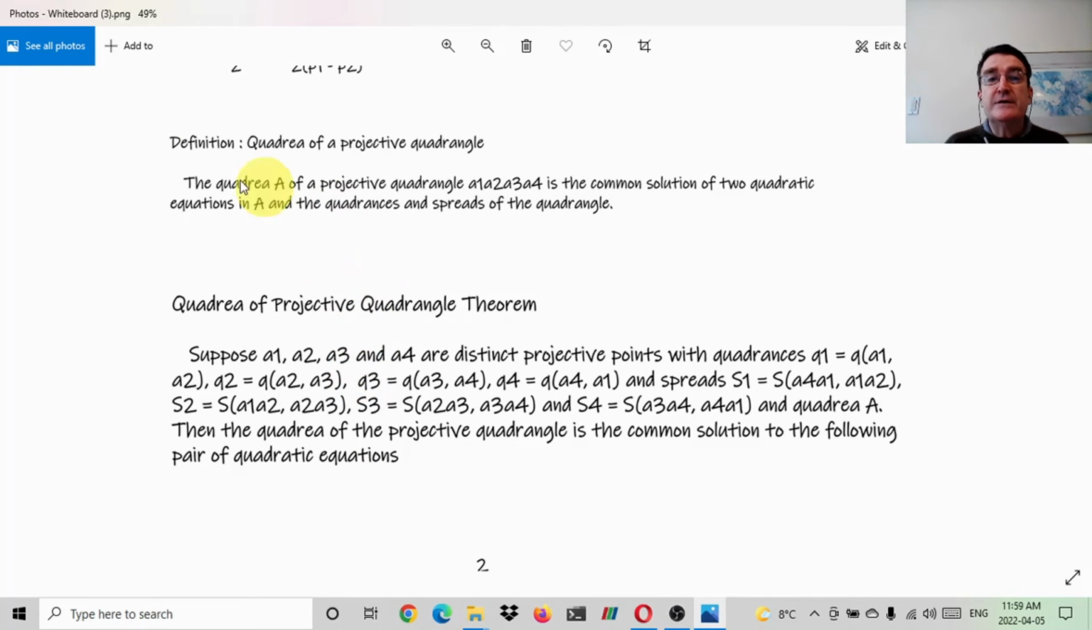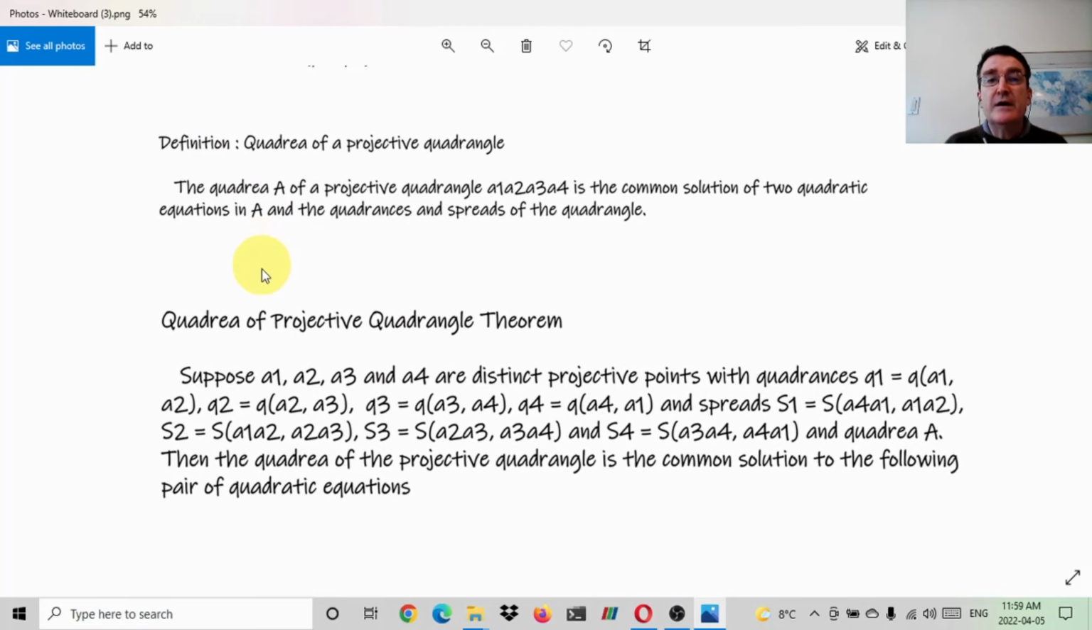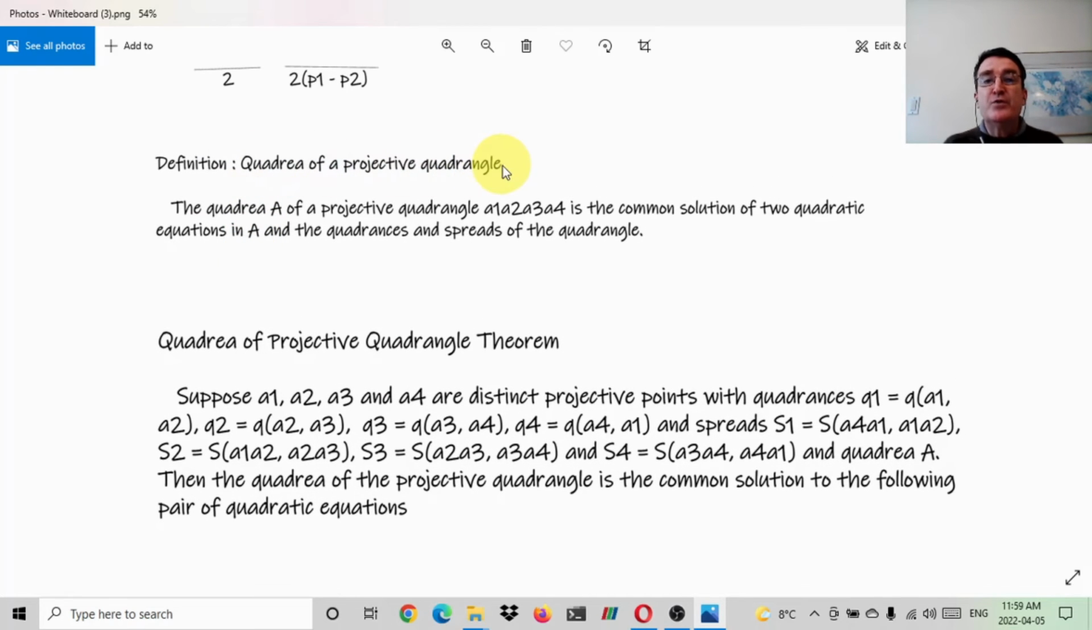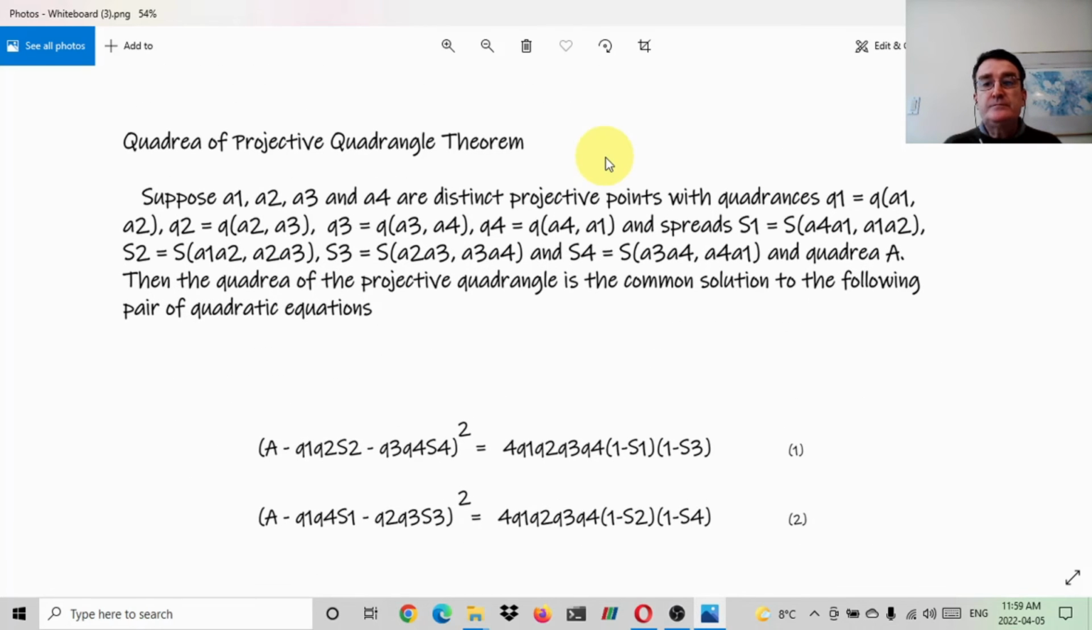And here I'll give the definition of the quadrea of a projective quadrangle. The quadrea A of a projective quadrangle A1A2A3A4 is the common solution of two quadratic equations in A and the quadrances and spreads of the quadrangle. And here I'll state the quadrea of the projective quadrangle theorem.